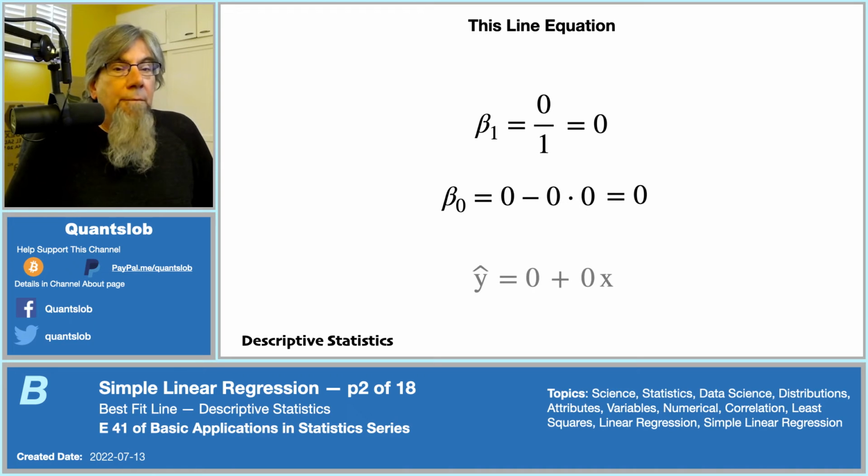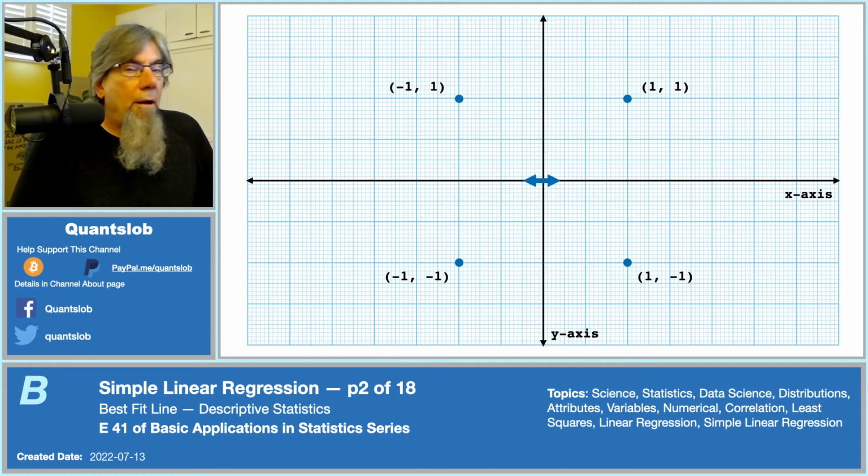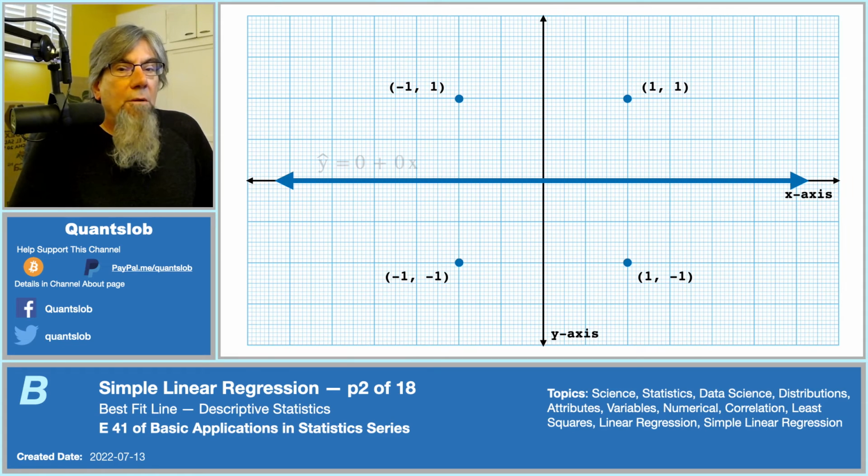Okay, admittedly, not a very spectacular line equation, but it's a line equation nonetheless. This is our population regression line equation given our population of the 4 observations. So let's plot this line on our scatter plot here. Our regression line is simply just y equals 0 everywhere. Happens to be our Cartesian x-axis.